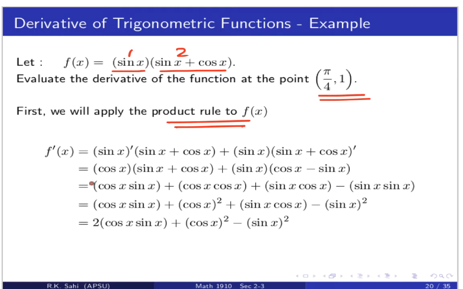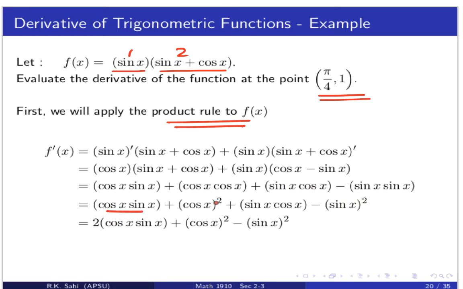Now after this it is simple algebra. We just multiply cosine with this expression inside and sine with this expression. What we get is cosine times sine plus cosine with cosine plus sin x with cosine x minus sin x and sin x. So what you're getting is, if you notice, cosine x times sin x. Now remember, cosine x and cosine x is cosine square x, plus sin x cosine x and minus sin x squared.